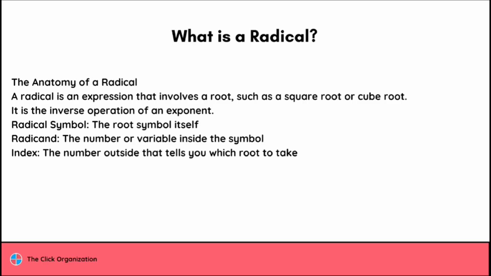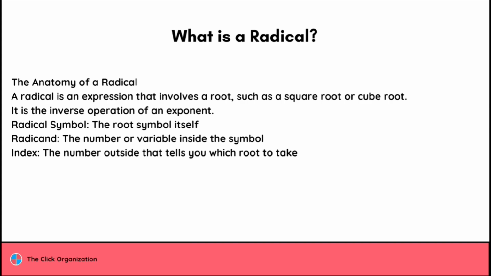What actually is a radical? Put simply, a radical is just an expression that involves a root, like a square root or a cube root. If you know how exponents work, radicals are just the exact inverse operation. They undo powers. When you look at a radical expression, there are three key parts to know.